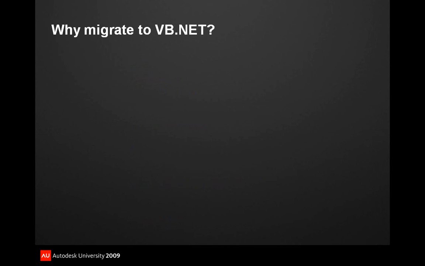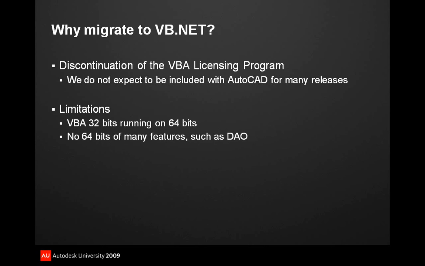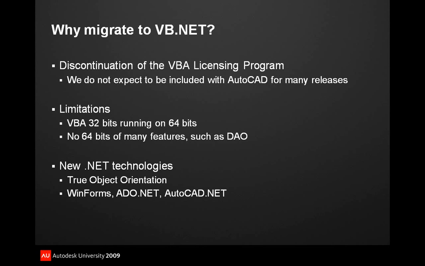So, why migrate to VB.NET? Well, first, we have a discontinuation of the VBA license program. And honestly, we cannot expect that VBA will be included in AutoCAD for many future releases. There are some limitations on VBA. For example, in AutoCAD 64 bits, we don't have a 64 bits version of VBA, so we need to run a 32 bits version using a wrapper. Also, there are no 64 bits versions of many ActiveX objects, such as DAO, Data Access Object. And finally, we have great new technologies in .NET, such as true object orientation, WinForms, ADO.NET, and AutoCAD .NET, which we can use to improve our project in VB.NET.